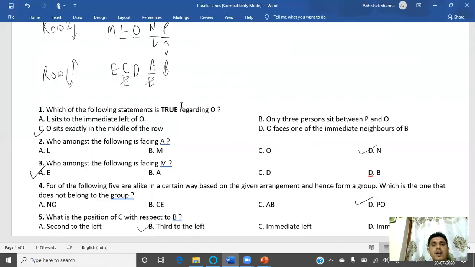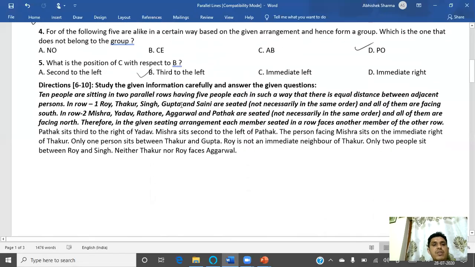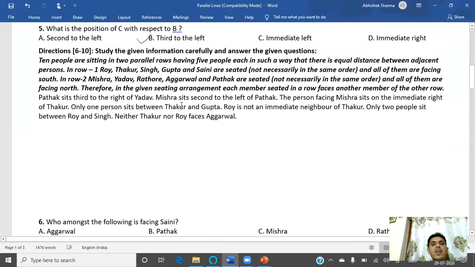Coming to the next question, questions 6 to 10. Study the following information carefully and answer the questions given below. 10 people are sitting in two parallel rows having 5 people each in such a way that there is an equal distance between adjacent persons. In row 1, Roy, Thakur, Singh, Gupta, Saini are seated and all of them are facing towards south. That means row 1 will be facing towards south.